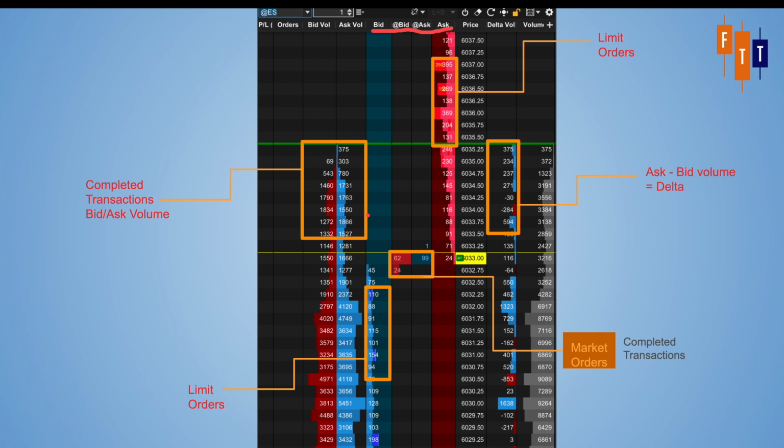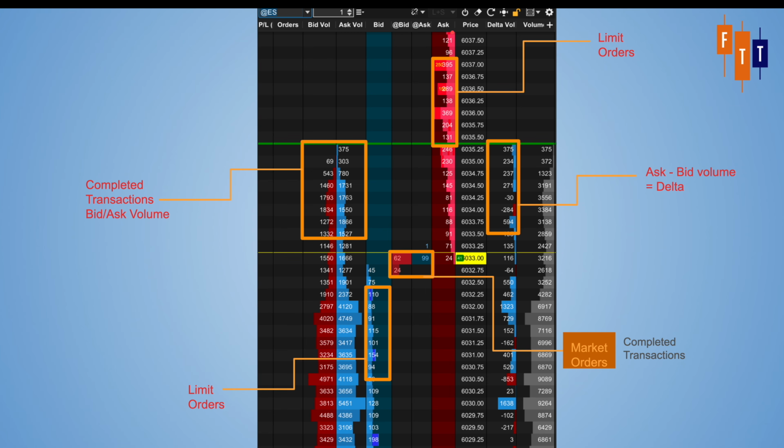So the bid is the limit orders. This is your level 2. This is your limit buys, or your passive buys. So if you are in no rush and you want to buy at 6,030, you can click this, place a buy for one contract, and this 128 will turn into 129, and your order will be waiting there.